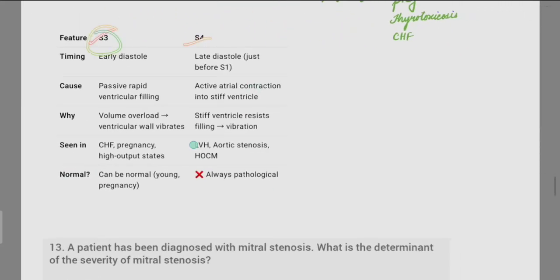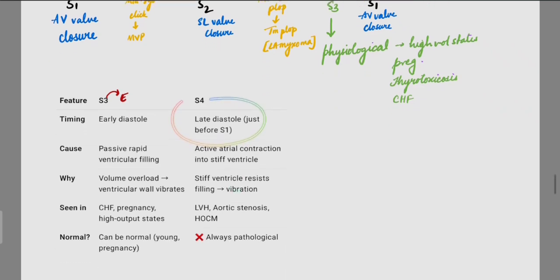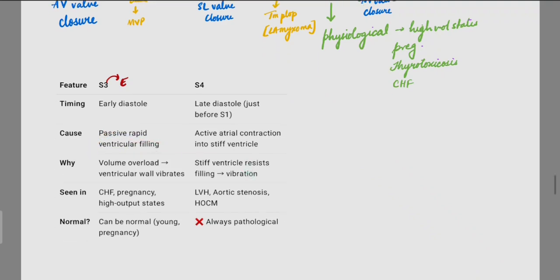Now what is S3? It is early. 3, you know, always flip it, it becomes E. So this is early diastole, and S4 is going to be late diastole, just before the S1 it will come. This is due to passive rapid filling. Rapid filling, it happens because of ventricular filling. So basically what is happening here, you already have volume overload, right?